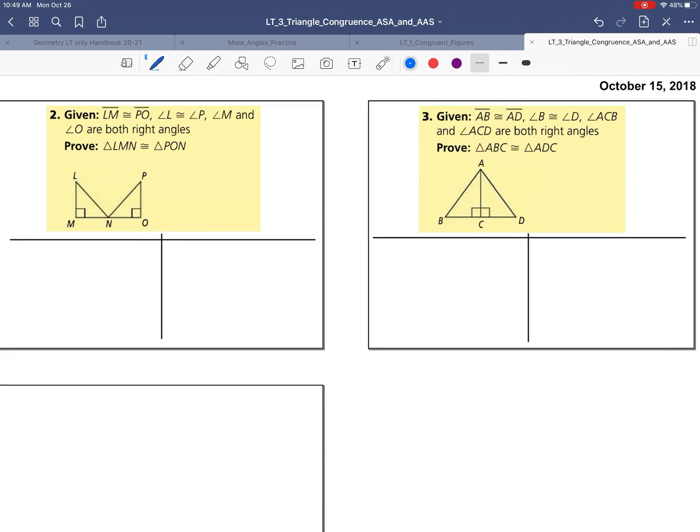This next page, I'm leaving these two as practice proofs. If you would like to practice working on proofs, I know they're hard to make up, so I wanted to give you some extra ones throughout this unit. These are going to be practice proofs.